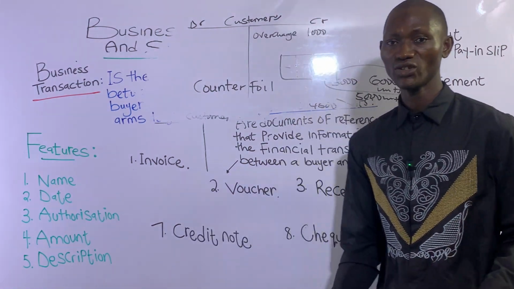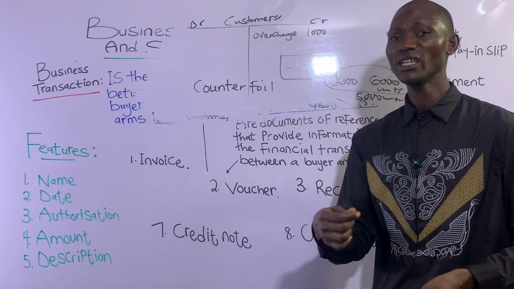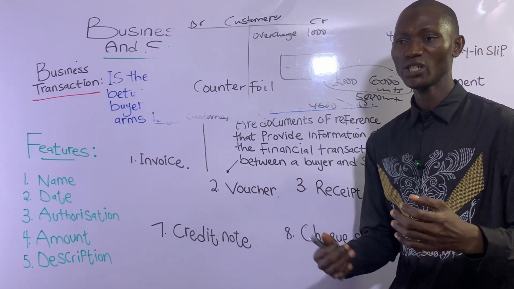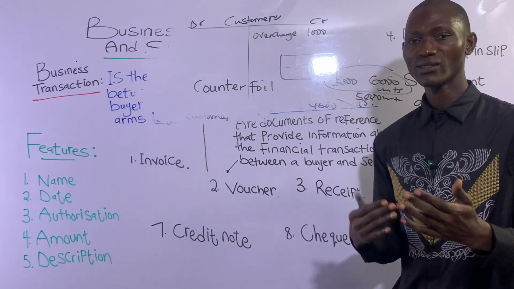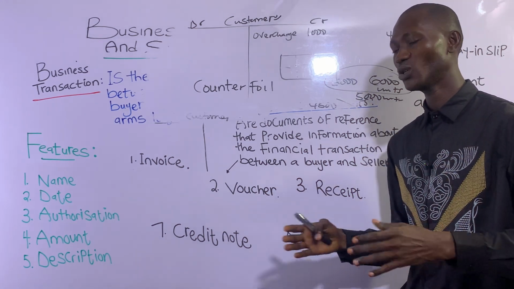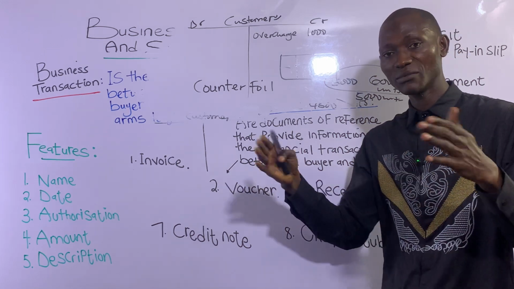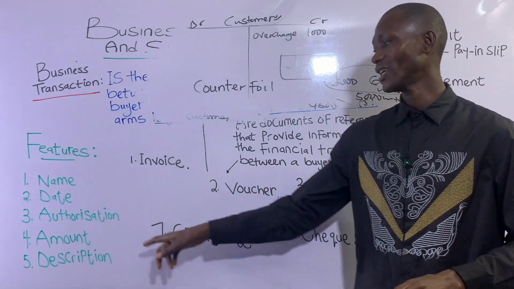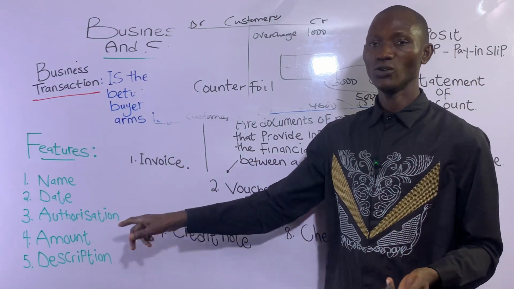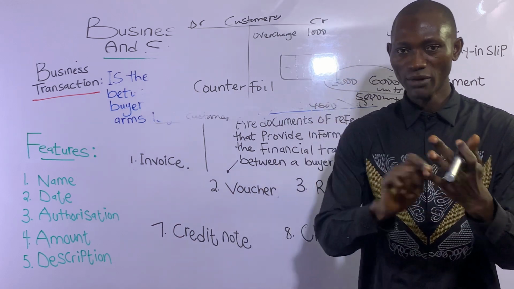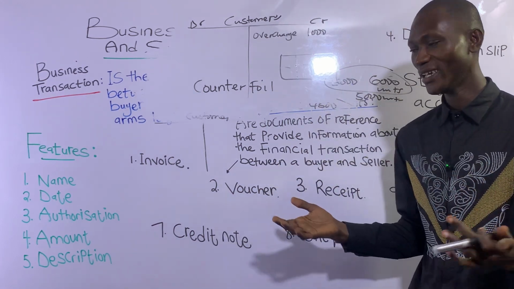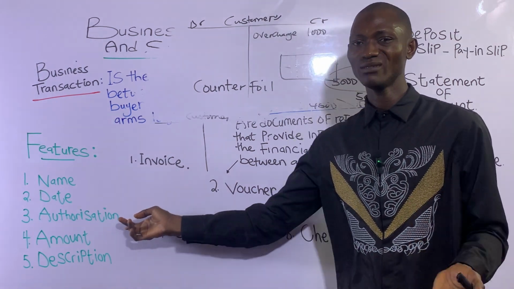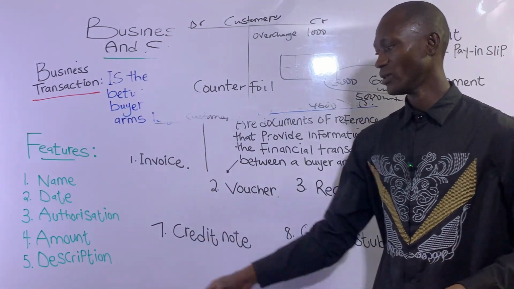Next, authorization. There is usually space for authorization in every source document, and that means space for signing between the two parties involved. That's the buyer and the seller. So in every transaction, you will always have two parties, or most times three. So the space for authorization, that's what it stands for. The buyer will sign, the seller will sign. Not in all cases, but in most cases, you will have space for authorization in most of these source documents.